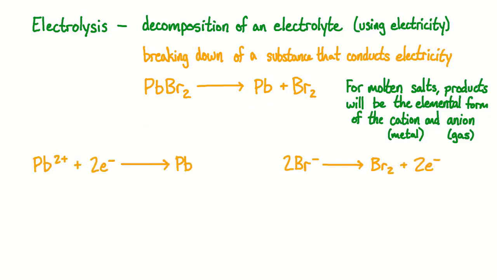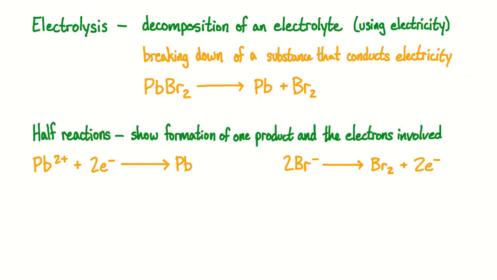Earlier, we wrote down the chemical equations that show what is happening at each electrode. At the cathode, a lead 2+ ion combines with 2 electrons to form lead. At the anode, 2 bromide ions form Br2 gas and 2 electrons. These chemical equations might look a little different than the ones we're used to seeing because they are half reactions. Half reactions show the formation of one product and the electrons involved.